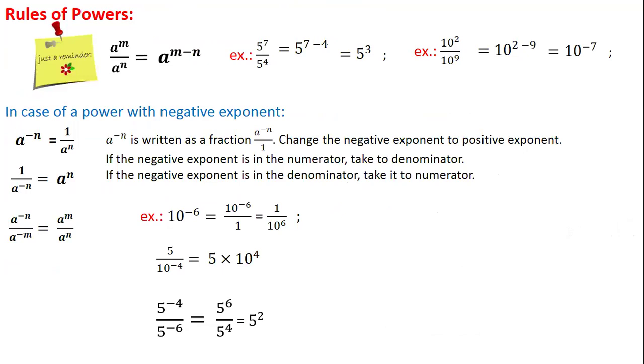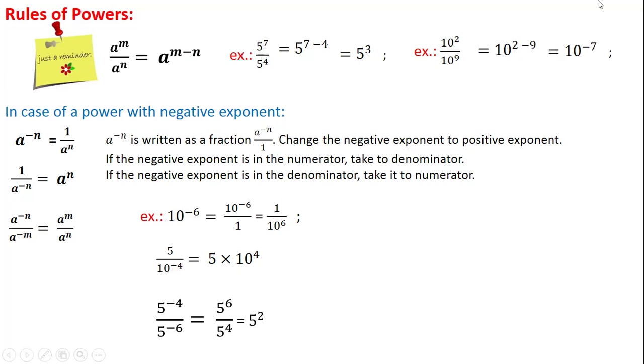Let me remind you of a to the power m over a to the power n. It is a to the power m minus n. For example, 5 to the power 7 over 5 to the power 4. So I keep the base 5 and I say 7 minus 4, it's 3, so 5 cubed. 10 squared over 10 to the power 9. So I write 10 to the power 2 minus 9, which is 10 to the power minus 7.